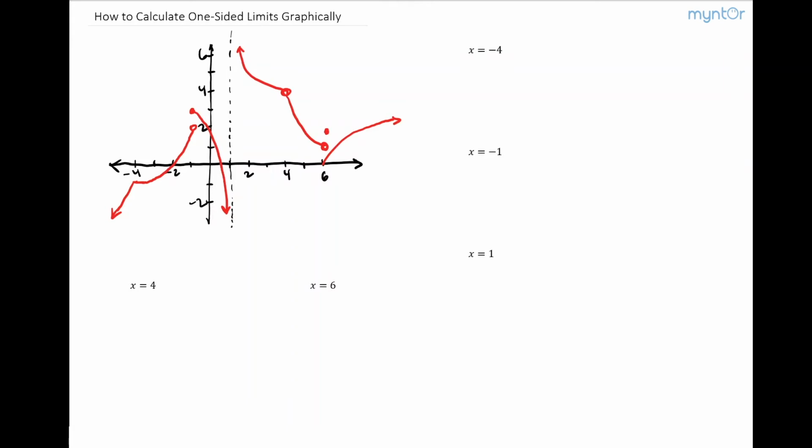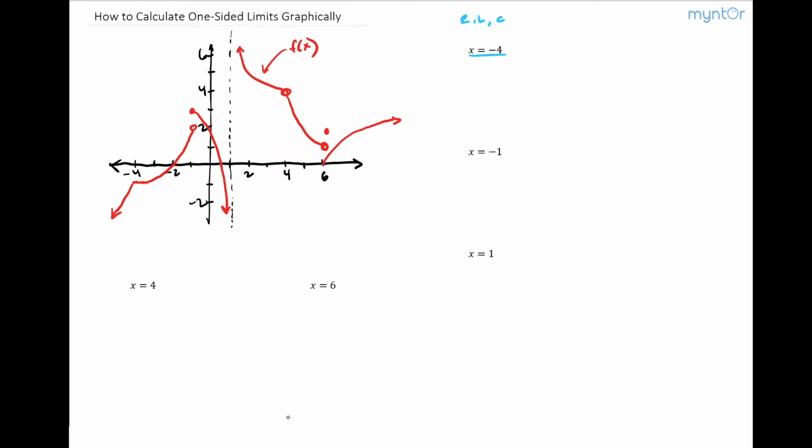So let's go ahead and take a look at this graph of f of x. And let's look at a couple of different values of x and take the limit as we approach these values from the right, the left, and then to see if they converge. So let's start with this point right here. X is equal to -4.